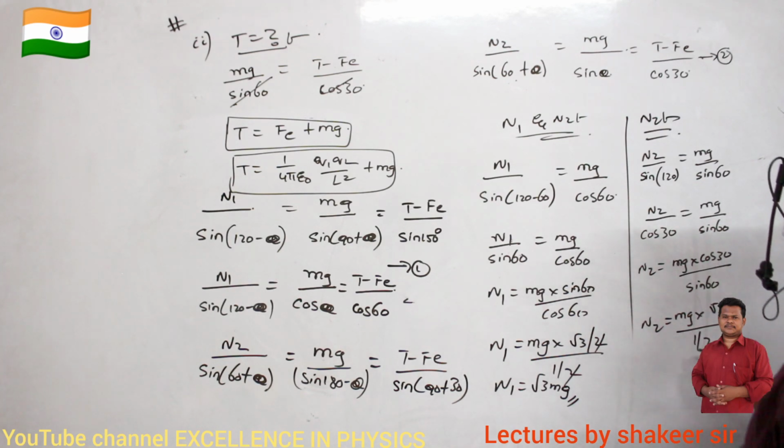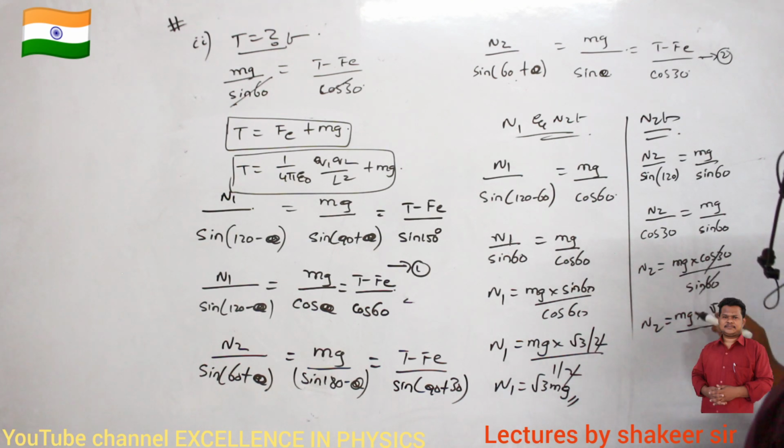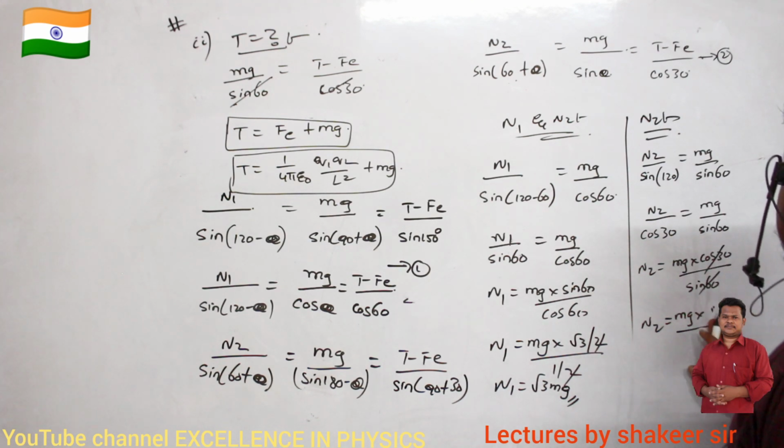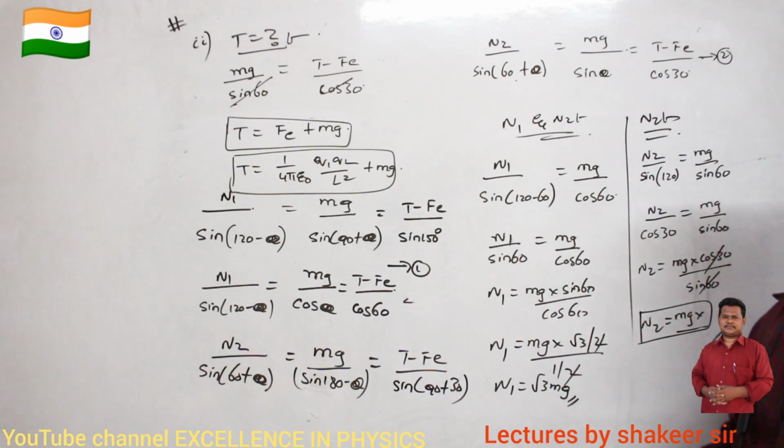Sorry, mg cos 30 and sin 60 are equal. Clear? So therefore the N2 value will be equal to mg. That is our answer. Completed, no? Come on, make a note up to here.